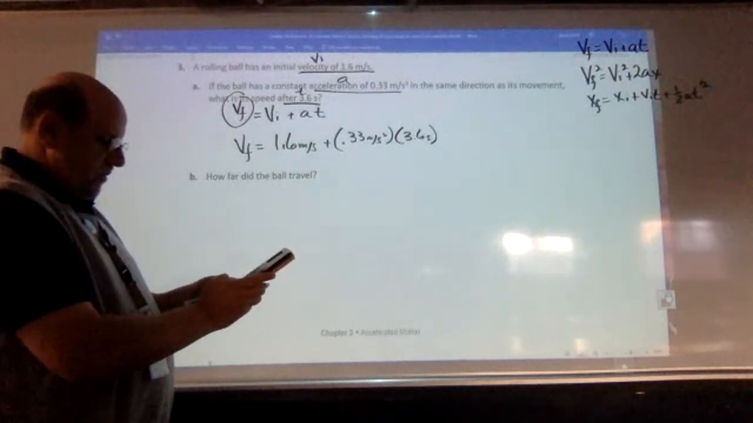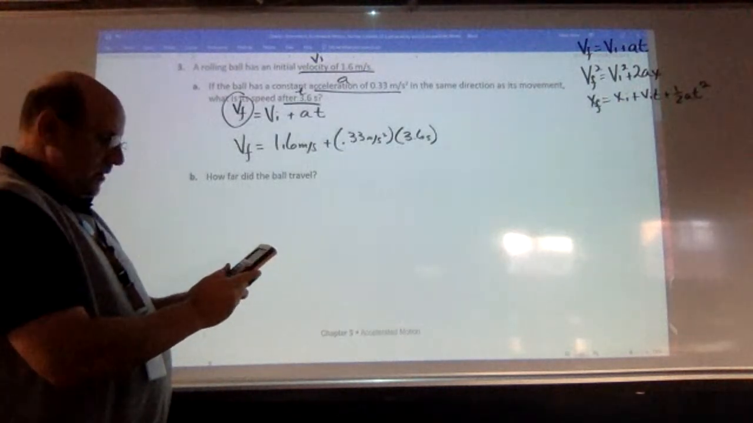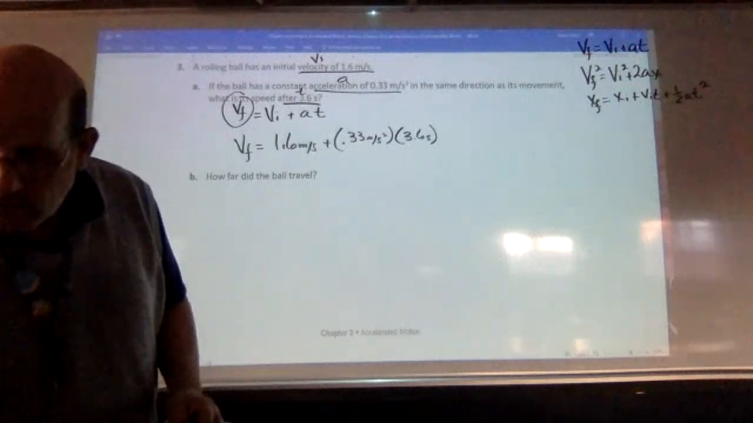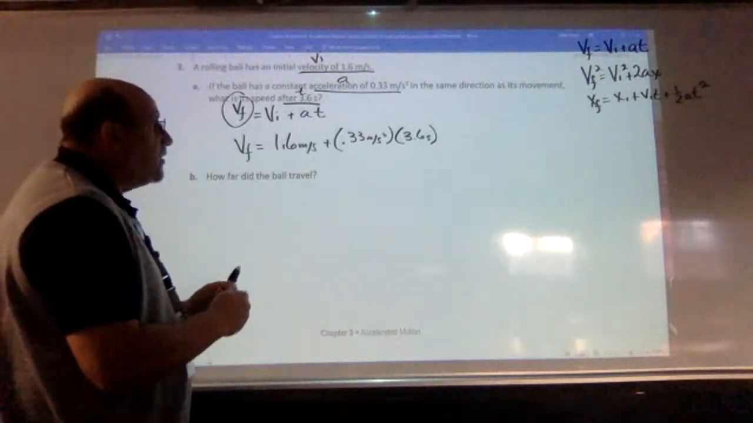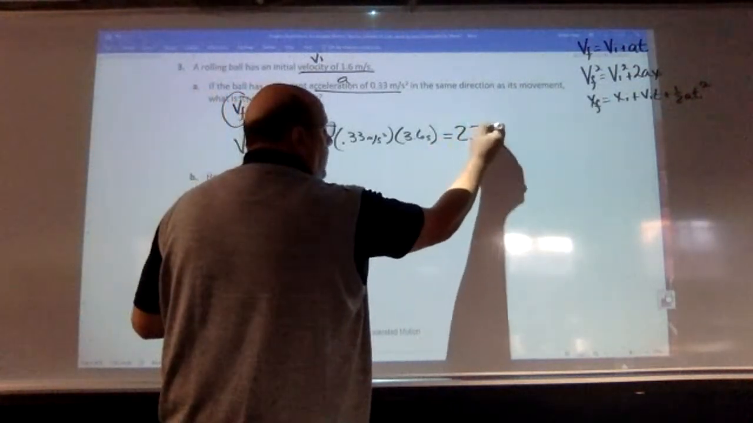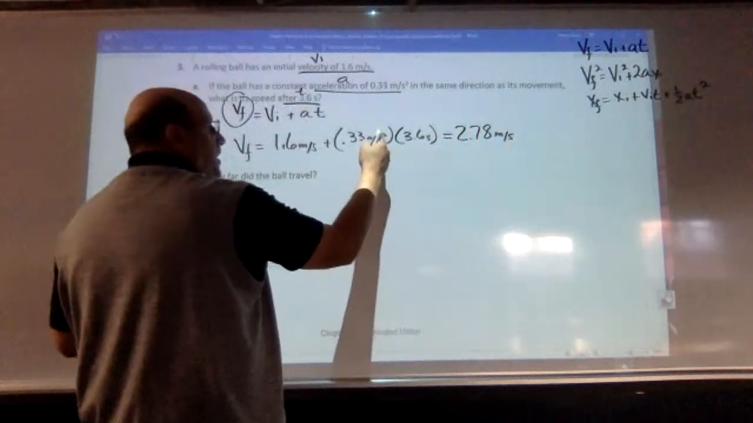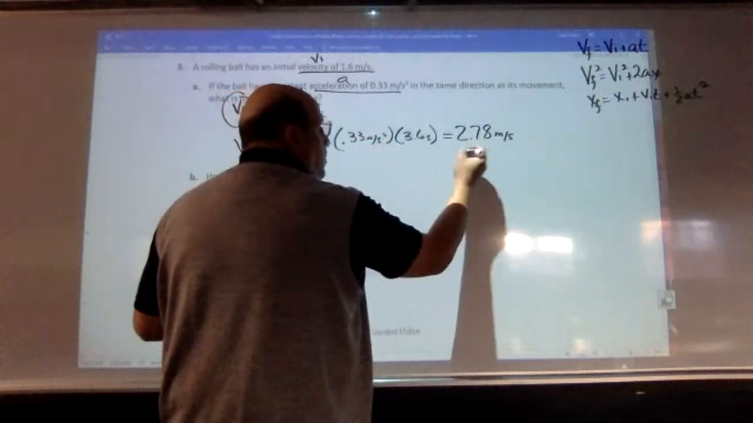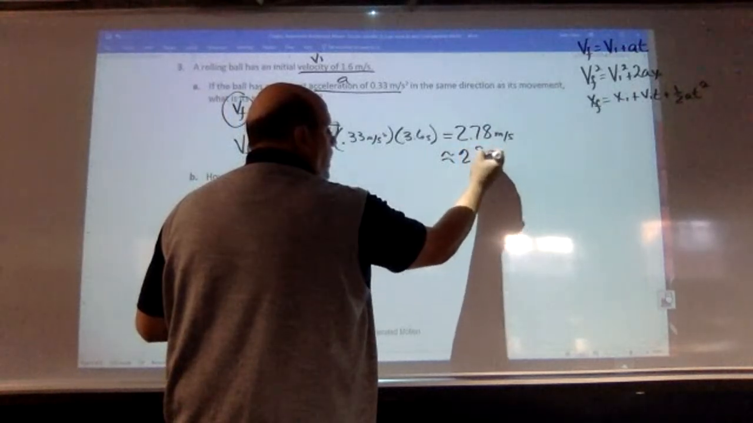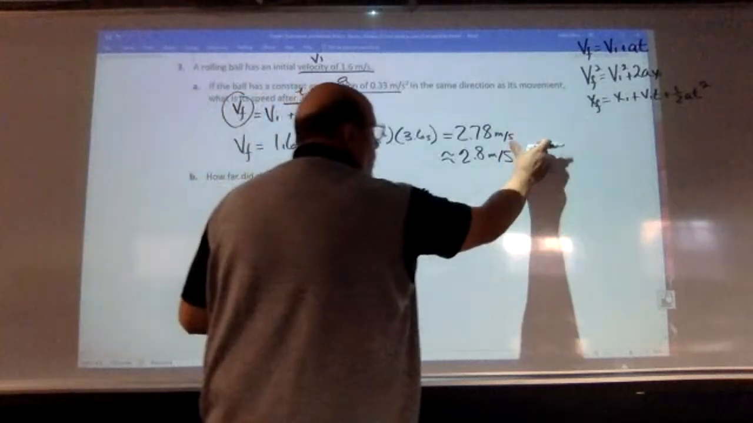And we put in 1.6 plus 0.33 times 3.6, and we end up with 2.78 meters a second, because this seconds cancels out with one of those. But I'm going to rewrite it as about 2.8 meters a second. Sorry about that. Wow, that was large.